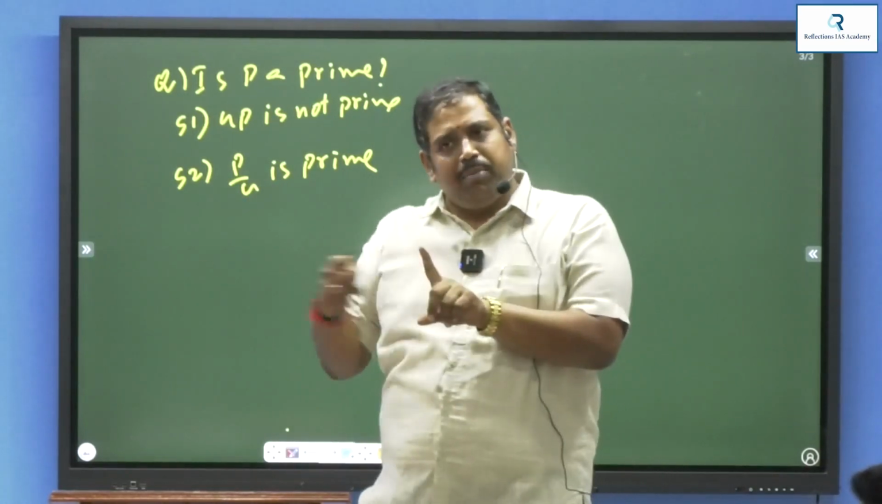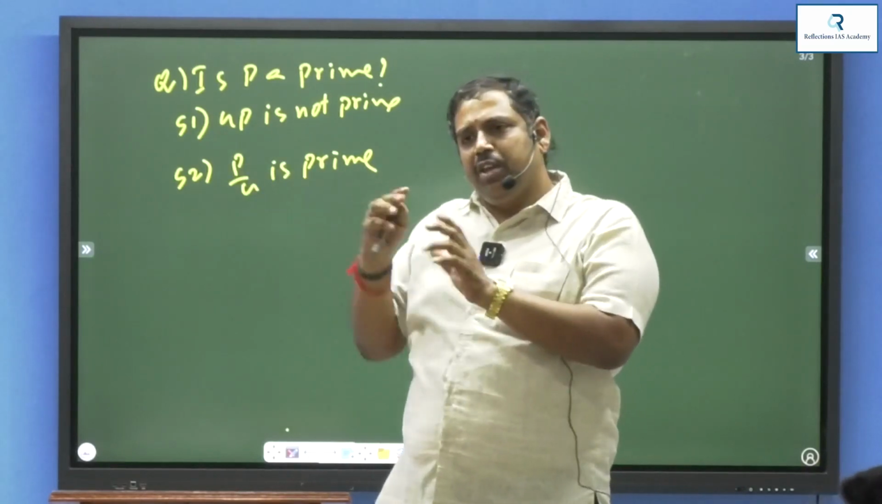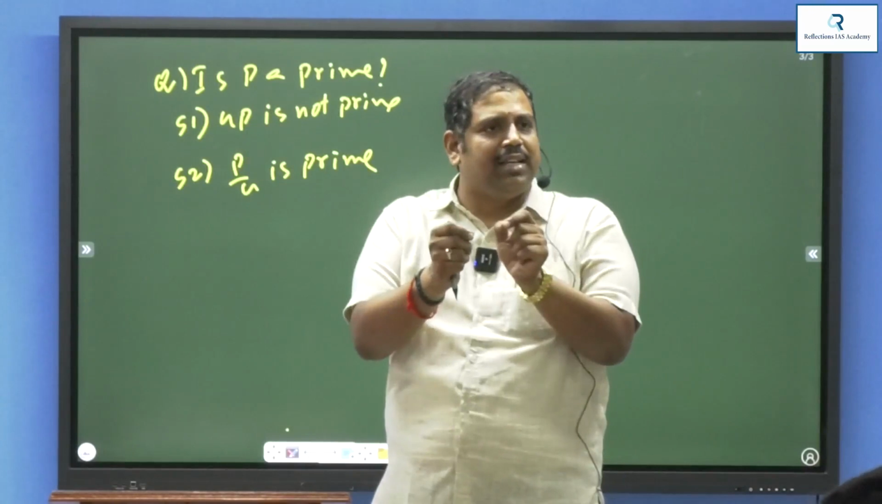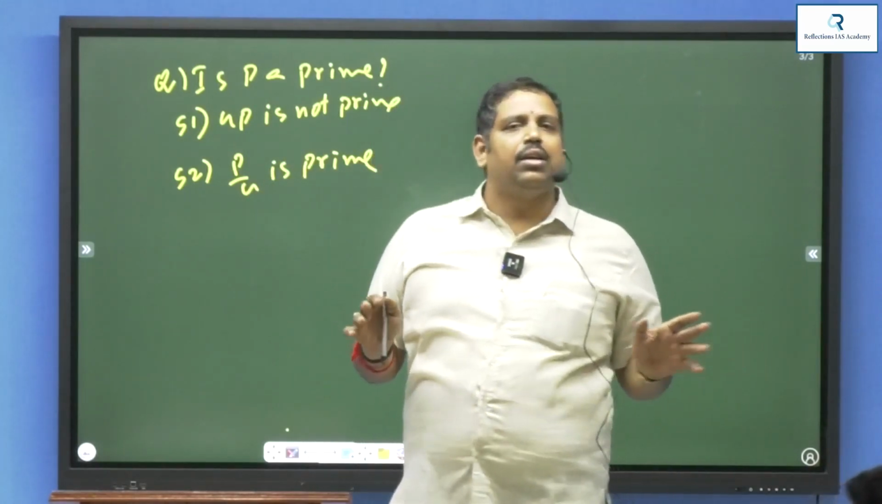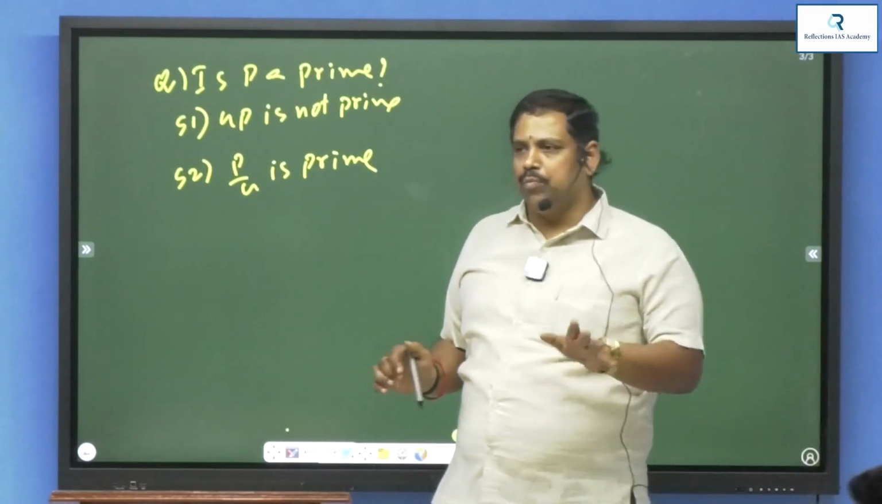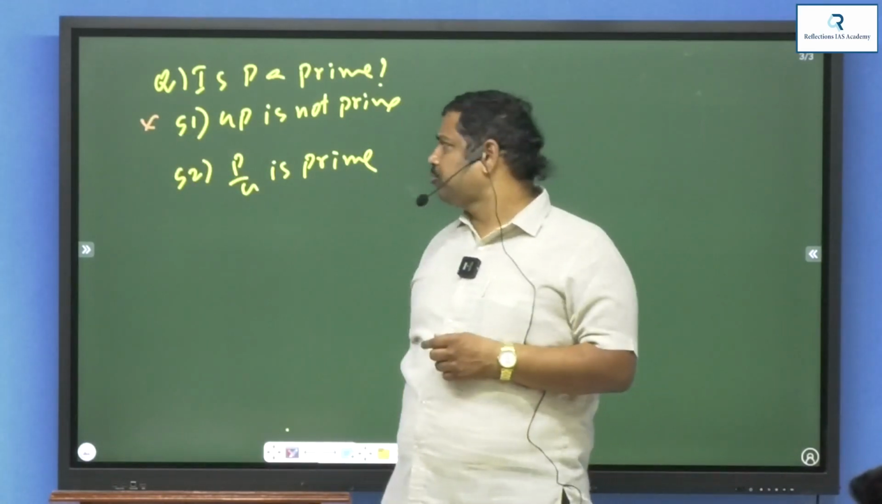If P is a prime number, that is correct. If P is not a prime number, that is correct. Now tell me, if 4P is not a prime number, are you able to say that P is a prime number? Yes or no? No. So first one is sufficient or not sufficient? Not sufficient. Go with the second one.